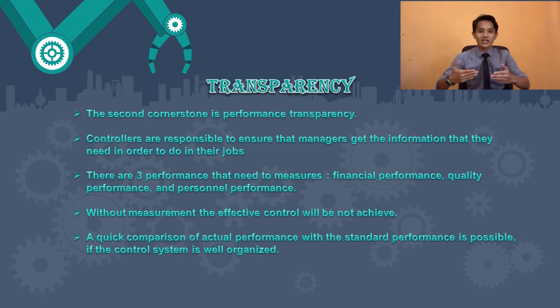Measurement needs to be accurate enough to spot irregularities or variance between what really occurs and what is most desired. Without measurement, effective control will not be achieved. The measurement can be done through reports, personal observation, and statements. A quick comparison of actual performance with the standard performance is possible if the control system is well organized. In today's business environment, digitalization is opening a new opportunity for the controllers.